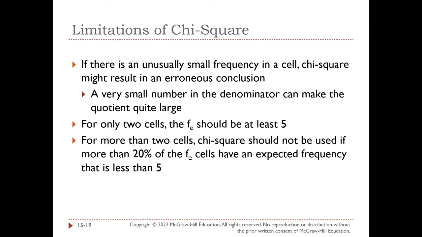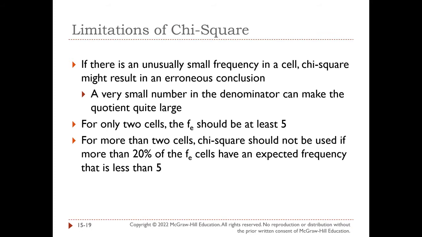So, what are the limitations of chi-square? If there is an unusually small frequency in a cell, chi-square might result in an erroneous conclusion. A very small denominator can make the quotient quite large. For only 2 cells, the expected frequency should be at least 5. So we have to have at least 5 expected. For more than 2 cells, chi-square should not be used if more than 20% of the cells have an expected frequency that is less than 5.